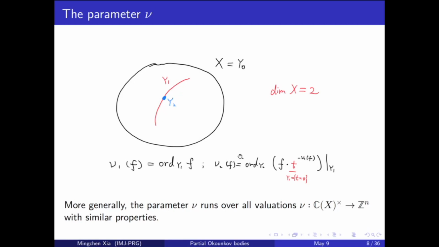Similarly, in higher dimensions, we can always carry out the same construction. So in some sense, the valuation nu of f is a way to characterize how fast our function decays or degenerates along our flag. And more generally, the parameter could take more general values, not necessarily coming from flags, where the parameter nu runs over the set of all valuations from C(X) to Z^n with similar properties.